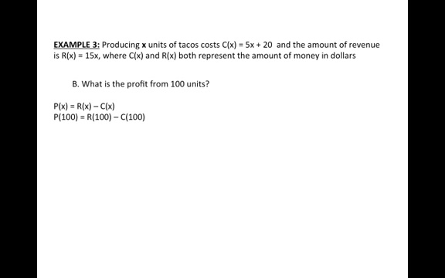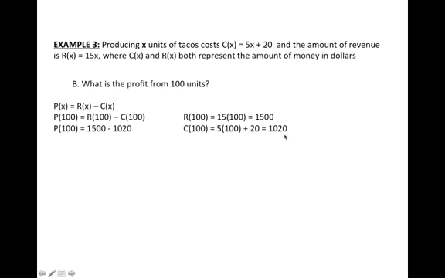So let's find those two values separately. The revenue of 100 is equal to 15 times 100, because our X value is 100, which is 1,500. The cost for producing 100 units of tacos is equal to 5 times 100, because 100 is our X value, plus 20, and so that's 1,020.